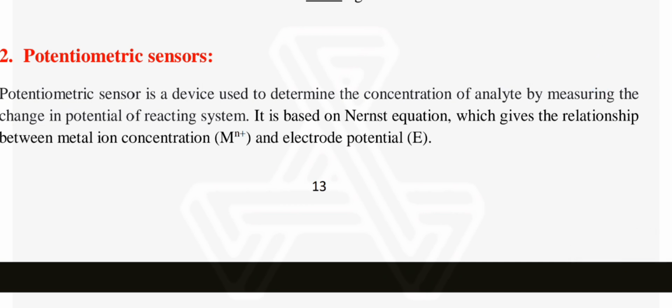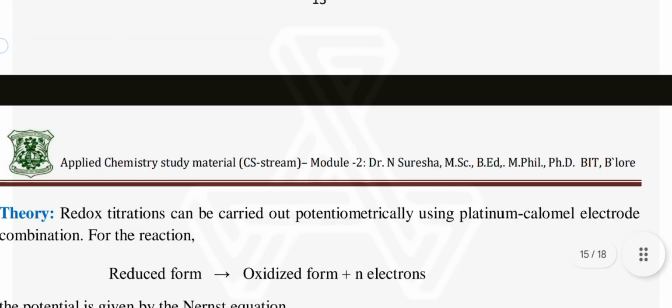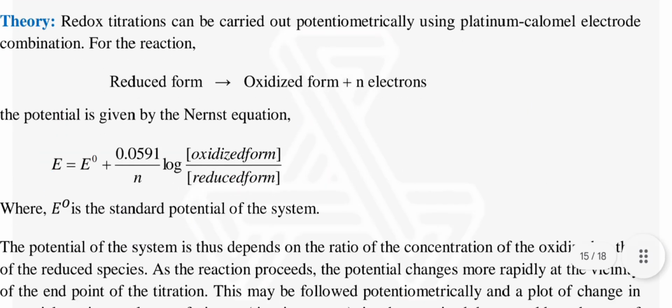Potentiometric sensor. A potentiometric sensor is a device used to determine the concentration of an analyte by measuring the change in potential of the reacting system. It is based on the Nernst equation, which gives the relationship between metal ion concentration, Mn+, and electrode potential E. Theory: redox titration can be carried out potentiometrically using a platinum-calomel electrode combination.